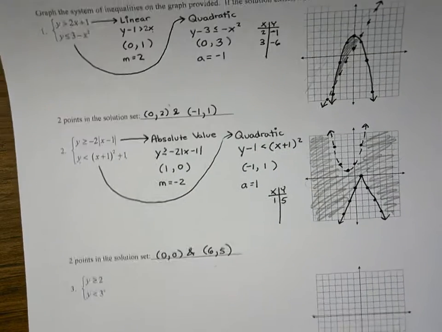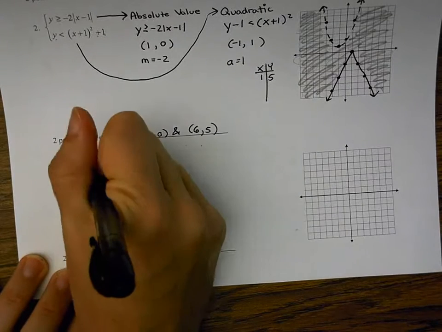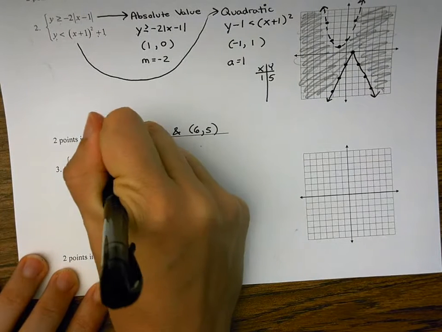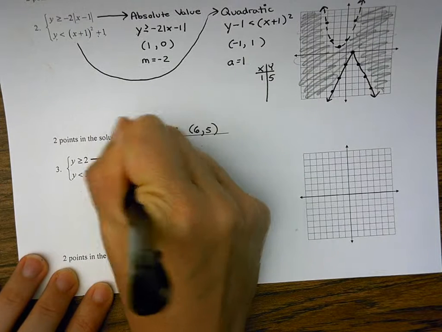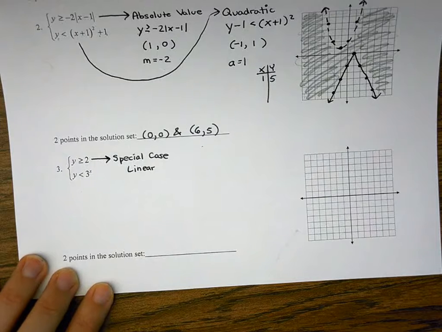Okay, next up, number 3. What do we have here? Okay, well, this is a special case linear. So go ahead and look on your function family review. What does a y equals 2 line look like?